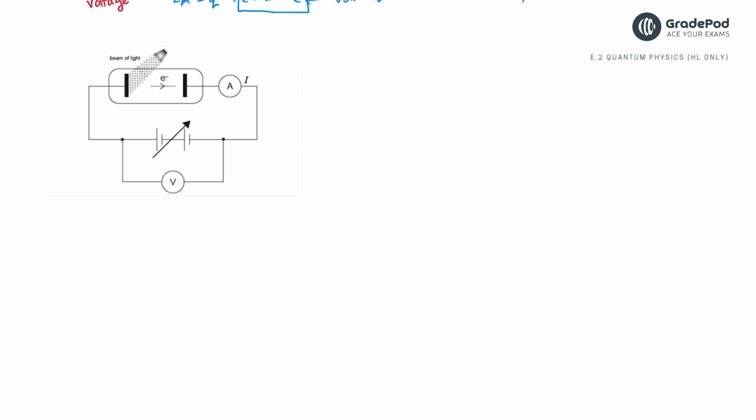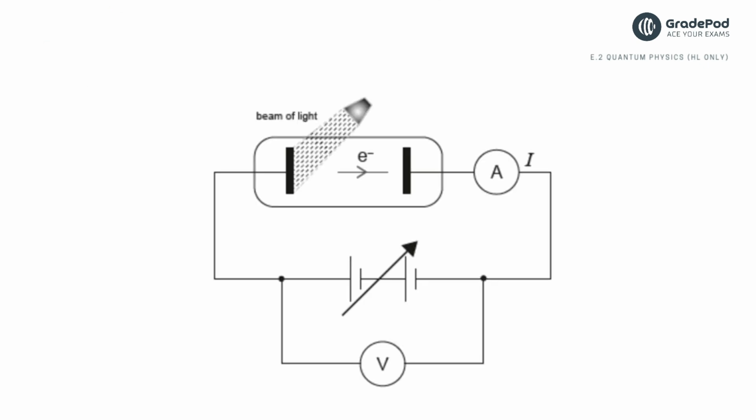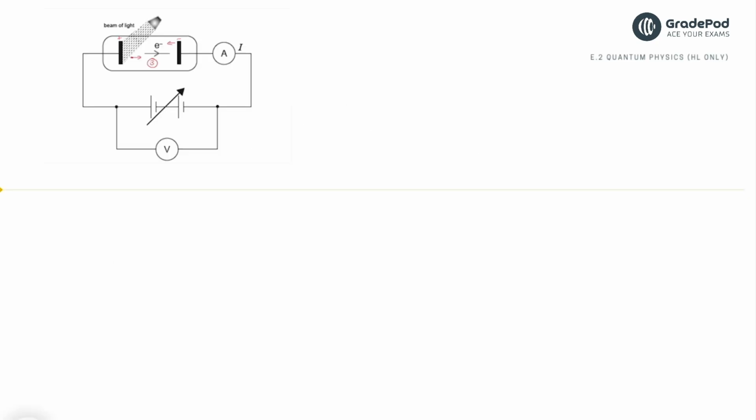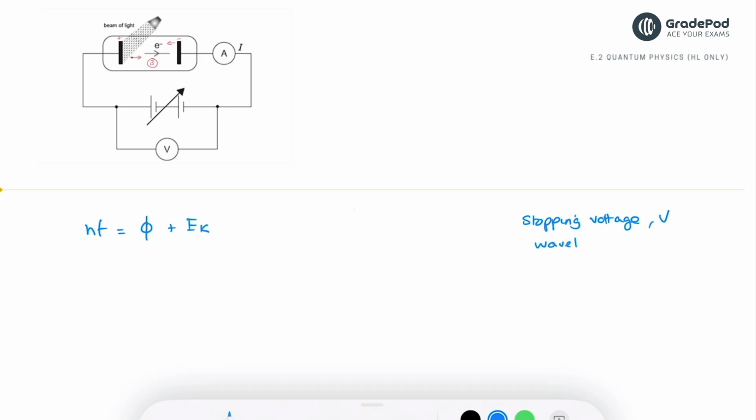The final graph I want to look at still looks at the photoelectric experiment. We're looking now at section 3, this part here where the electrons have their kinetic energy and are moving across this cathode and anode, and we've got this stopping voltage applied which is opposing it. At this stage, we're looking at the photoelectric effect equation, hf equals the work function plus kinetic energy. What I'm interested in is creating a graph that shows how the stopping voltage, V, varies with wavelength. I'm interested in those two concepts.